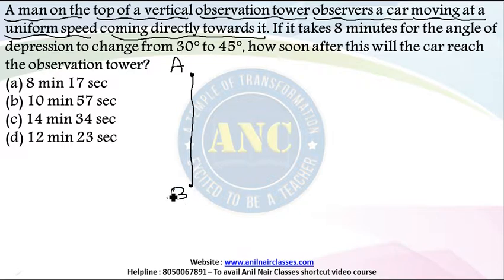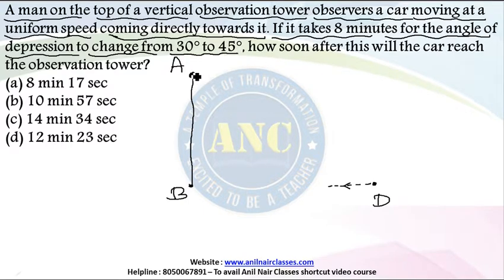Read the first statement once again, sir. A man on the top of a vertical observation tower. There is a man who is standing at point A, observes a car moving at a uniform speed coming directly towards it. That means there is a car at point D. This car is coming towards the tower like this, right? If it takes 8 minutes for the angle of depression to change from 30 degrees to 45 degrees.